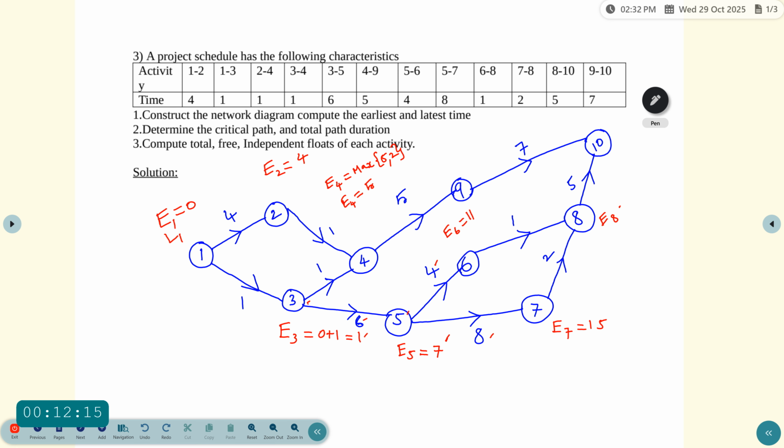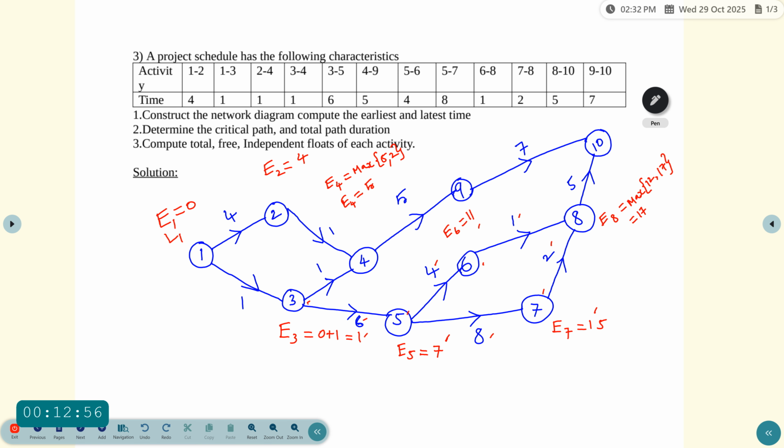So listen, E8, there are two events ending here, one is 6 and another one is 7. So we have to use the formula maximize of. First event 6. So E6 value 11 and then adding with 1. So 11 plus 1, 12, comma, and then another event which is 7, 7 to 8. So E7 value 15 and then adding with the duration 2, 17. So which one is maximum? 17 is the maximum. So E8 equal to 17.